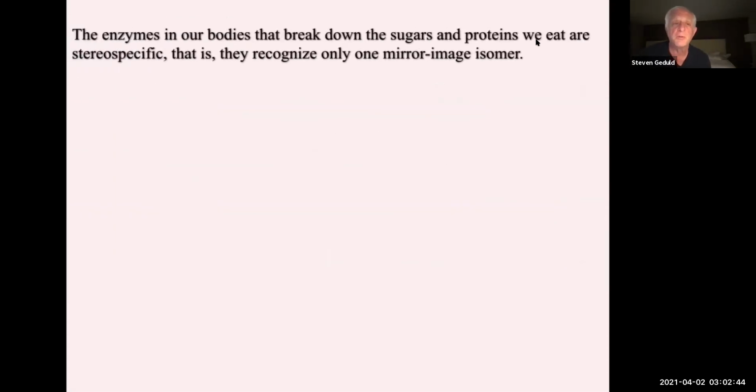So the enzymes in our bodies that break down the sugars and proteins we eat are stereospecific. They recognize only one mirror image isomer. So all our enzymes only break down one of the mirror images. If the other mirror image gets into our body, we can't break it down, and it's either going to develop into a poison or a toxin or something nasty, or just have no effect at all. Everything is designed by stereospecificity. Enzymes, everything works by their shape, and the shape is determined by the molecular structure of the compound.